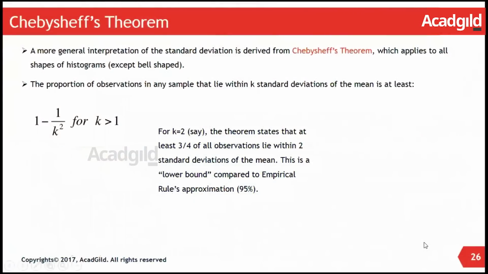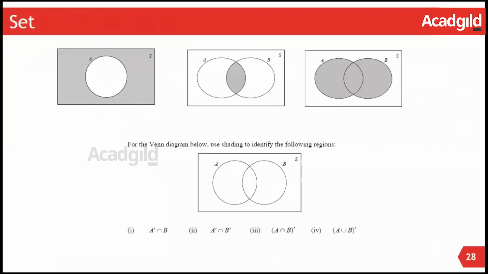Now we move on to probability. To do that, we need to first understand what set theory is. We'll do the very basics of set theory, assuming that you have done the basics in school, so this will be a revision. So how do we define a set?